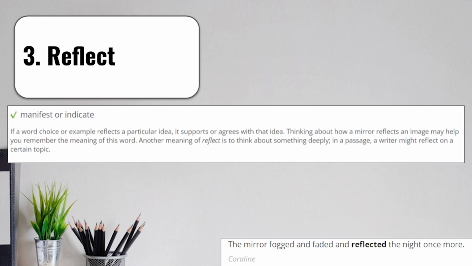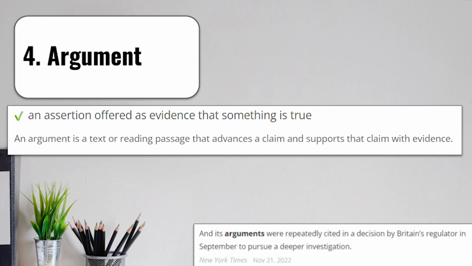Usually, if you're asked in a test or after reading something to reflect on it, you're asked to think more deeply. You're asked to analyze that passage. This is one my students are talking about a lot. Term number 4 is argument.